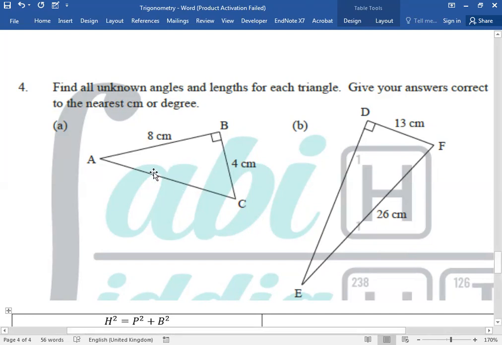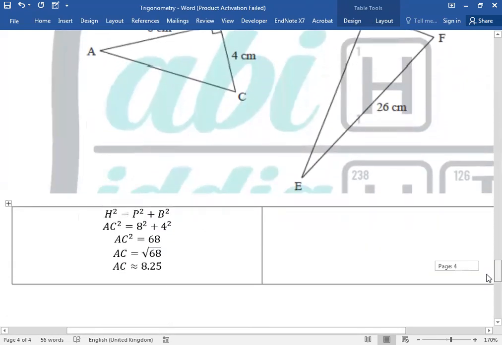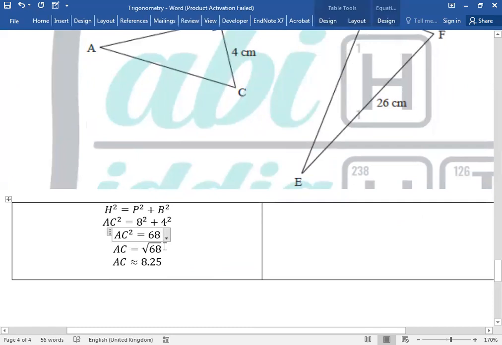Sir, for 8 square plus 4 square, isn't it 80, not 64? Okay. Sorry, 68. I don't know. I'm telling you the values are being quoted by you people. What is 8 square plus 4 square? Thank you for the correction. I told you I'm trusting you people with the values. So what is under root of 80? Thank you, well done. 8.9. So I can write it as approximately 9. Is this clear?